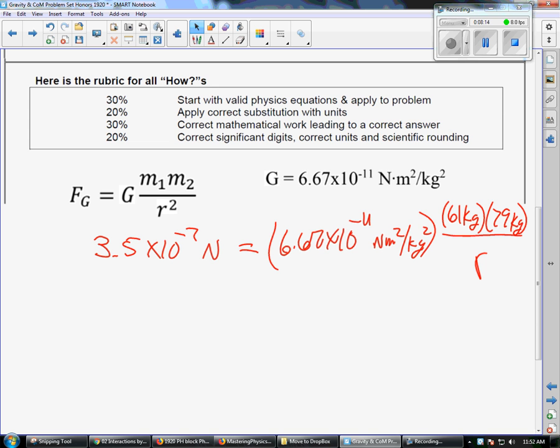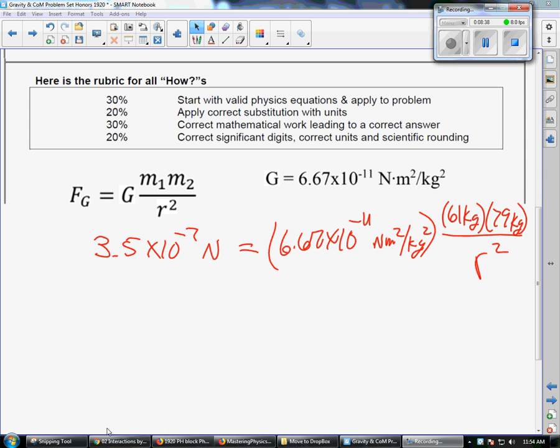And R squared. Yay! One variable left, one equation. Does anyone need help with the algebra of how to do that? All right, so Megan, I think, asked me to do the algebra here. So I'm glad to do that.